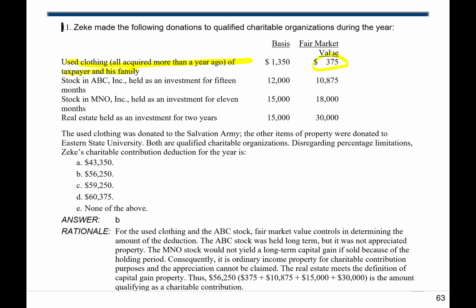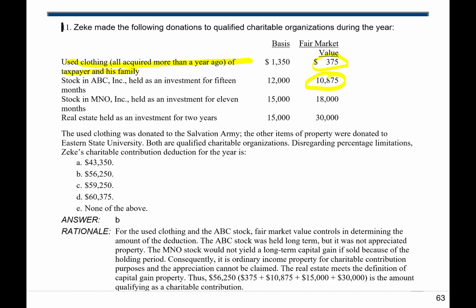Then what? Stock in ABC company held as an investment for 15 months, and you look at that and say, well, gee, the basis is more than the fair value, so too bad, he has to deduct the fair value, right? He held it for more than 15 months, but if the property is not appreciated, it doesn't even matter that he held it for 15 months. If we don't have appreciable property, then we automatically go to the fair value, right? If it's come down.